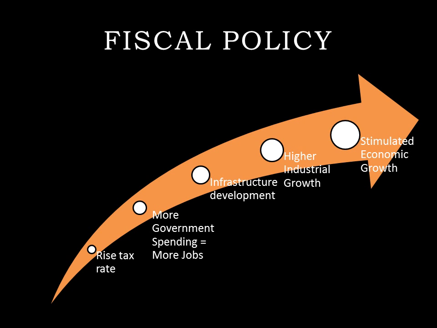Now, this is how a fiscal policy would ideally be implemented. For example, the government raises the tax rates. An increased tax rate would increase the government income, that would increase the government spending eventually. A higher government spending would lead to more jobs and a higher infrastructure developmental rate. This infrastructure development would aid higher economic growth. Adding more jobs and higher industrial growth would eventually lead to a higher economic growth, as is aimed by the fiscal policies.